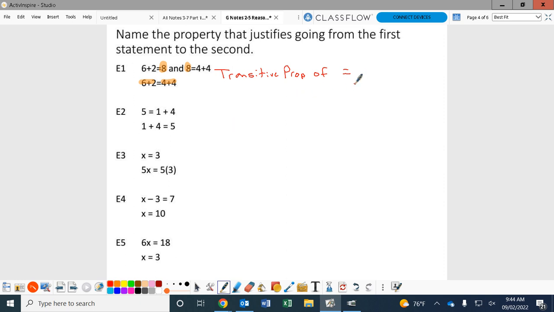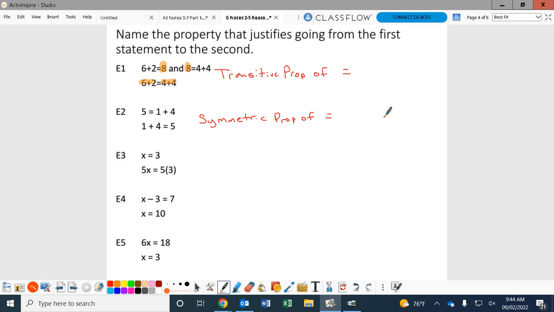For the next one, if 5 equals 1 plus 4, then 1 plus 4 equals 5. Do y'all see what they did? They took and they just switched it. Which one is that? Did we subtract anything? Symmetric is absolutely correct. That's it. Symmetric property of equality. Good. Keep trying, guys. That's it. Symmetric property of equality.